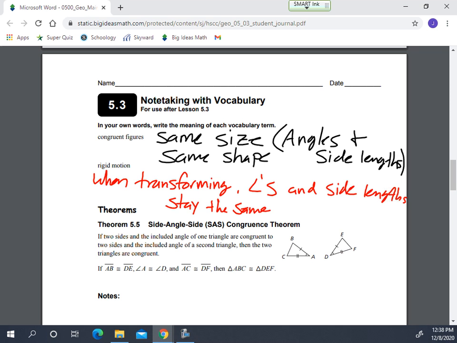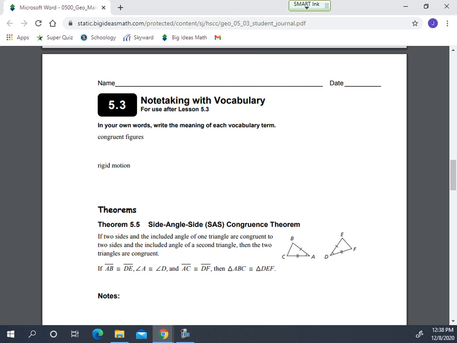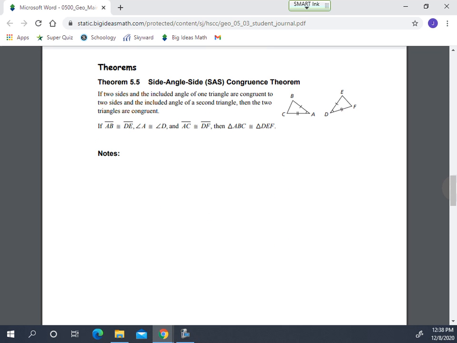All right, here we go, getting into some practice stuff here. Side-angle-side congruence theorem. If two sides and the included angle of one triangle are congruent to two sides and the included angle of the second triangle... Remember, included means that angle is in between the two sides.